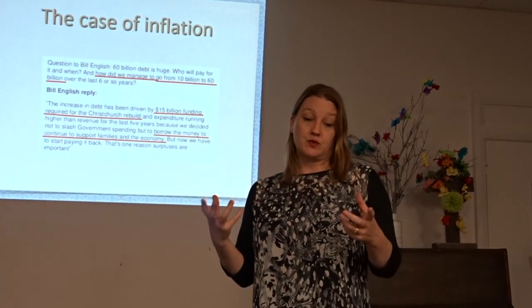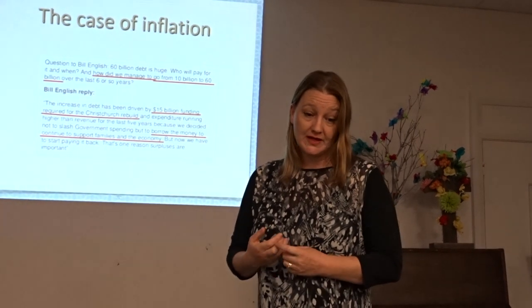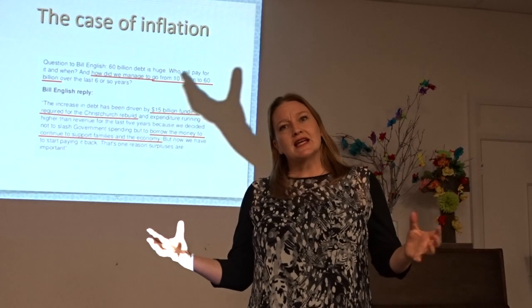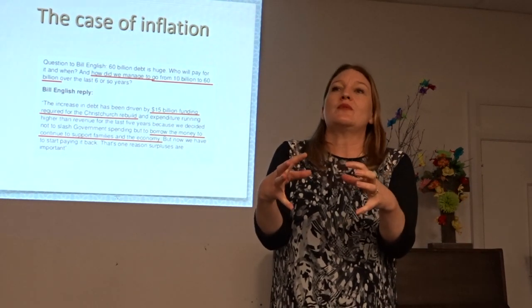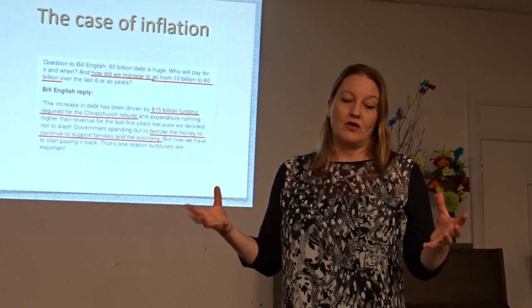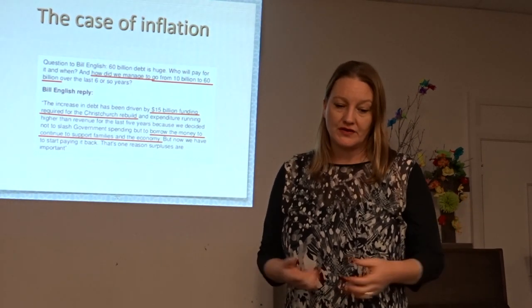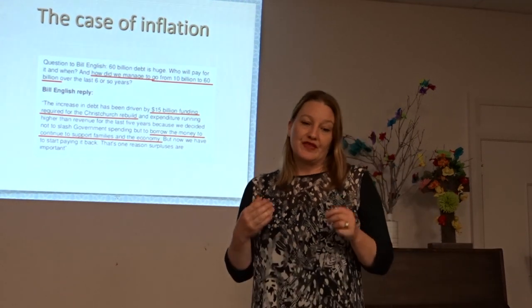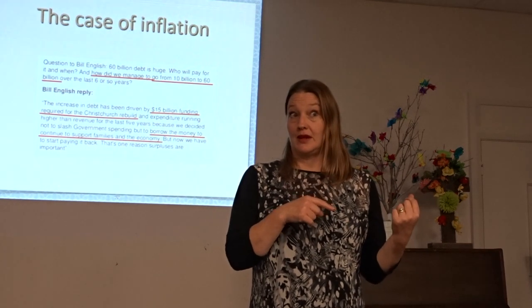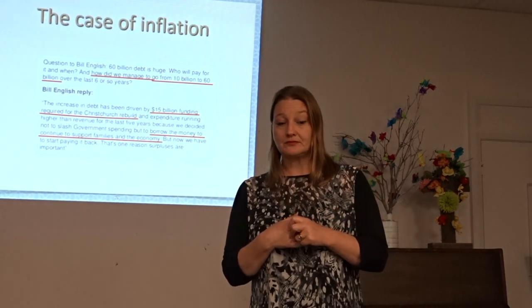And his response was here, and I've just put in and read the important bits: well, 15 billion went into funding Christchurch. The Earthquake Fund also put a lot into that as well. And we borrowed money to continue to support families in the economy. So what he's saying is they put $50 billion into the real economy, but we didn't get a hyperinflationary crisis. We just got what we got over those 6 years. So there's absolutely, again, no reason why that money had to be borrowed offshore. It could have been borrowed from our Reserve Bank.